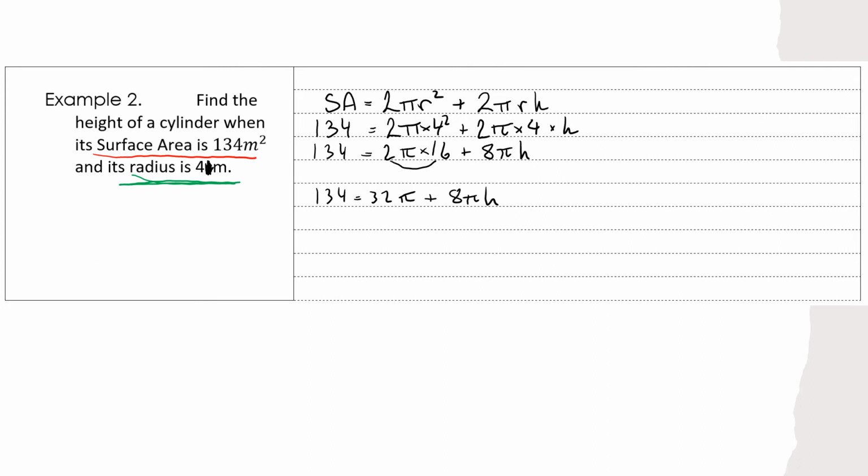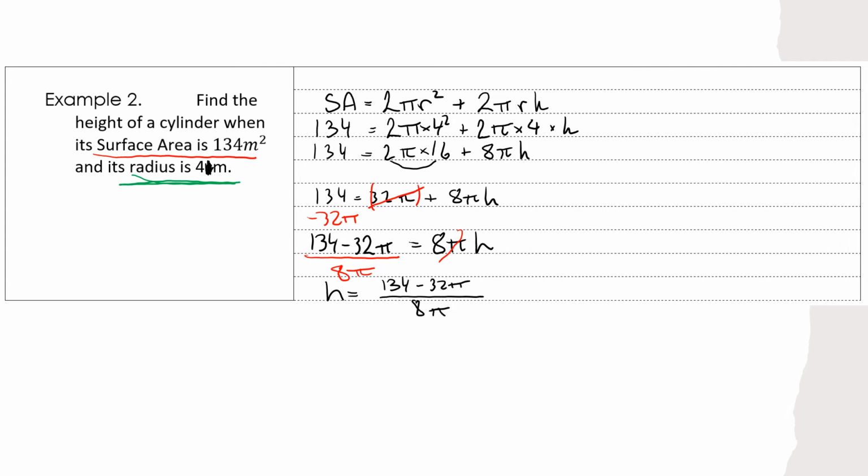All right, now we're going to do what we just did. We're going to take away all of that from both sides. So we get 134 minus 32 pi. Now remember, they're not like terms, so we can't actually subtract them. We need to leave them as separate terms. Equals 8 pi h. Now we just want h, so we're going to divide everything by 8 pi. And we're going to then have h equals 134 minus 32 pi over 8 pi.